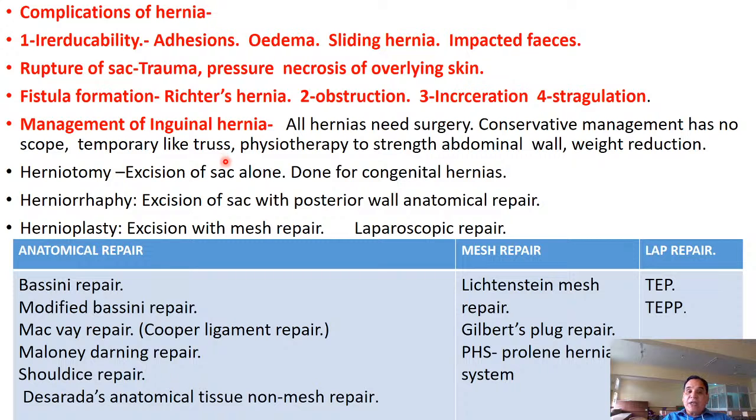Second part is preparation. Preparation for hernia surgery is physiotherapy. What is the physiotherapy? You have to strengthen the abdominal wall. This is a good practice. If you have time, after one month you always go for abdominal wall strengthening. And most important is weight reduction, because obesity always comes in the way of surgery and in the way of recurrence.